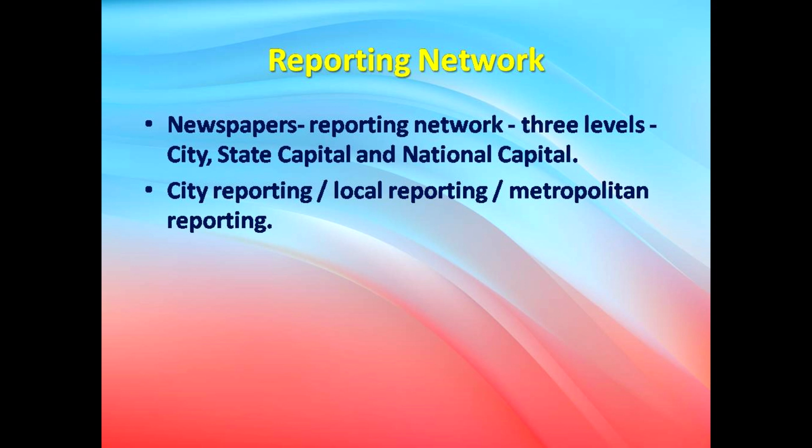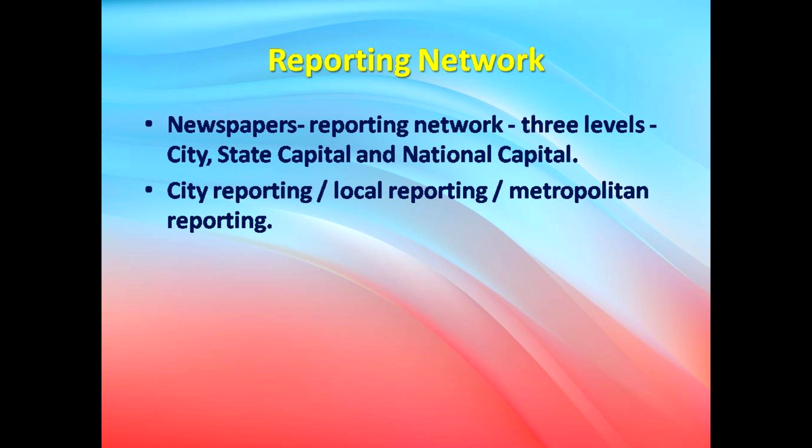So city reporting is limited to local reporting only. This can also be slightly extended in the case of metropolitan towns and cities, because metropolitans have a larger area to be covered. So when we say Lucknow can be a bureau office, but Delhi, the national capital, is Delhi NCR.